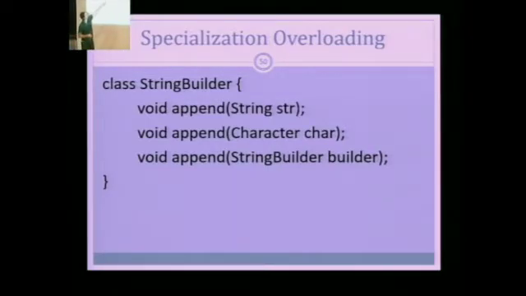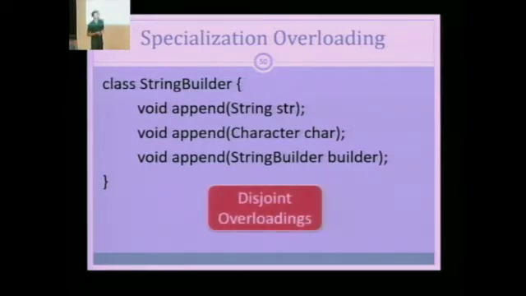And so this is a little toy example of what overloading can look like in practice. And what's nice about this example is that all these different overloadings are disjoint. That is, no value can be appended by multiple overloadings. At least that's what we would like to think.